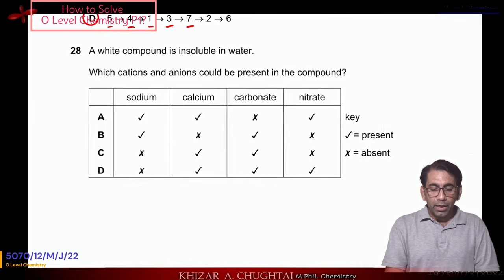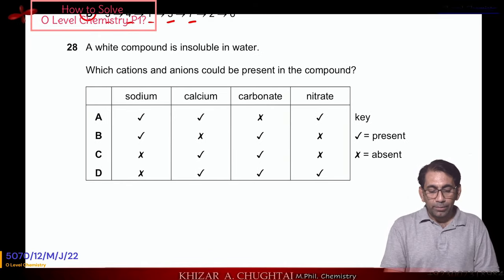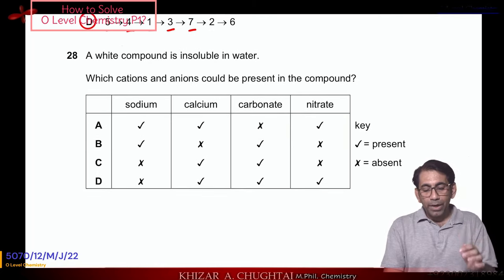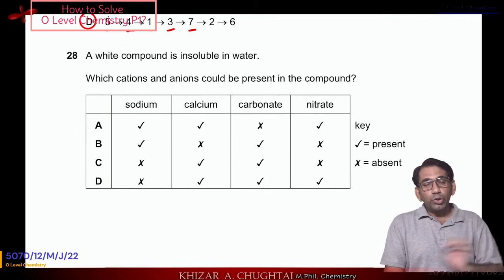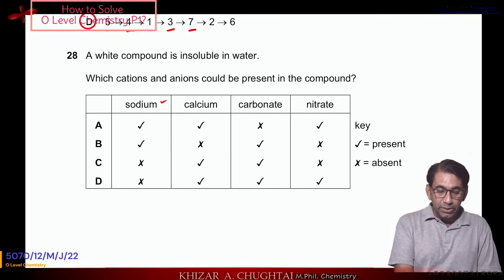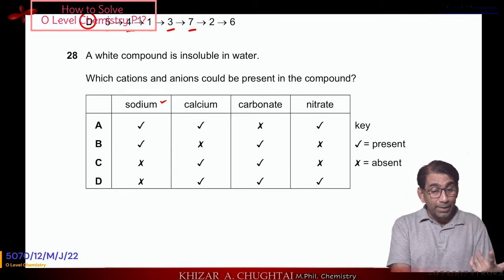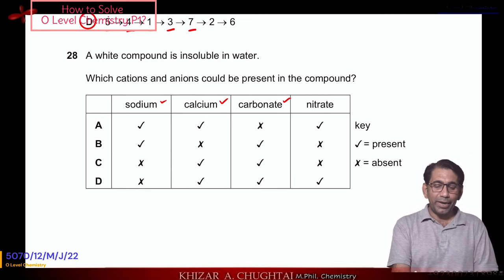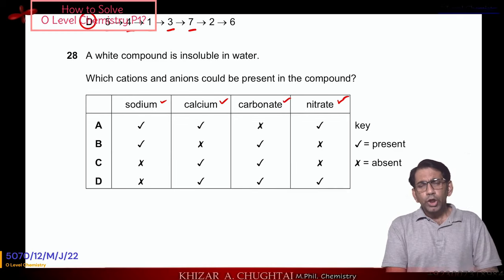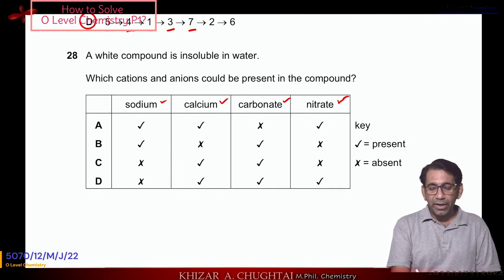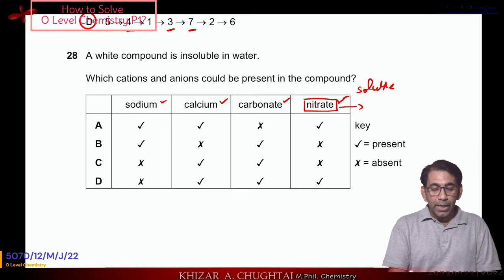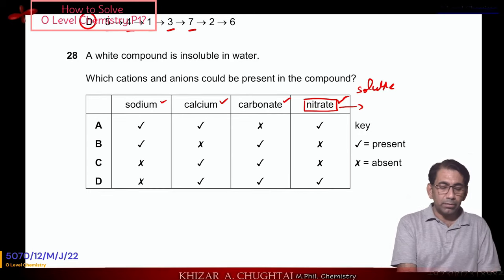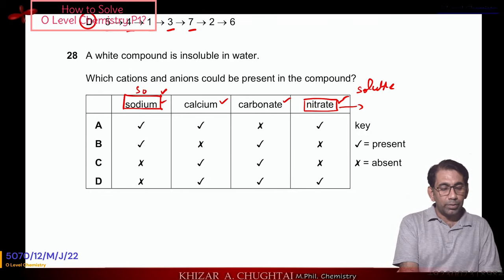Question number 28. A white compound is insoluble in water. Which cation and anion could be present in the compound? The compound should be insoluble. The options are the sodium ion, the calcium ion, the carbonate, and the nitrate ion. You know that compounds having nitrate ions are always soluble. Compounds having sodium ions are always soluble.